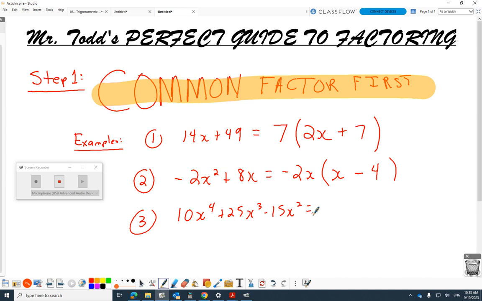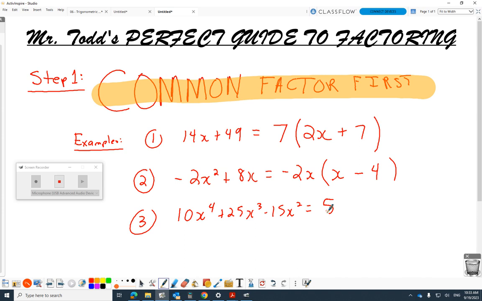See, 10, 25, and 15 is supposed to be pretty easy. You're supposed to be like, that's 5, right? But 14 and 49 was supposed to be easy too, if you know your multiplication tables. If you don't, this stuff takes forever. You're sitting there on your calculator punching, trying to come up with these things. Just practice your multiplication tables. It'll serve you well. So I took 5 out of there. Then for the variables, I go, what's the largest x power I can pull out of there?